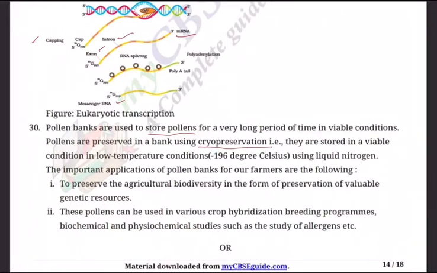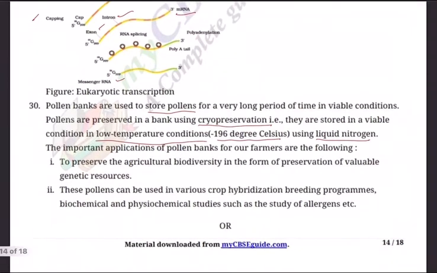Pollens are preserved in a bank using cryopreservation, that is storing at low temperatures. They are stored in a viable condition in low temperatures. How much? Minus 196 degrees Celsius using liquid nitrogen.